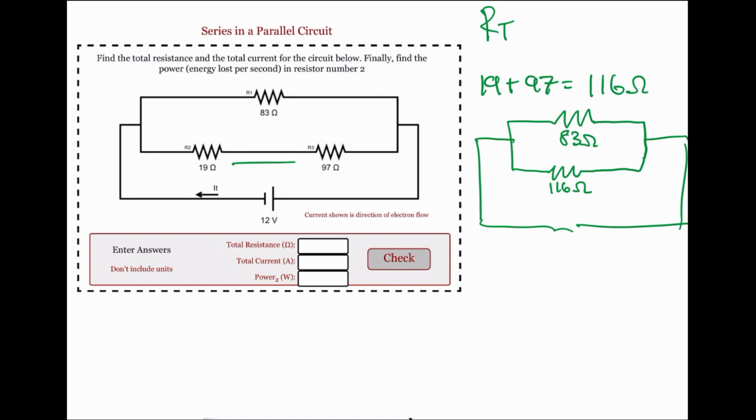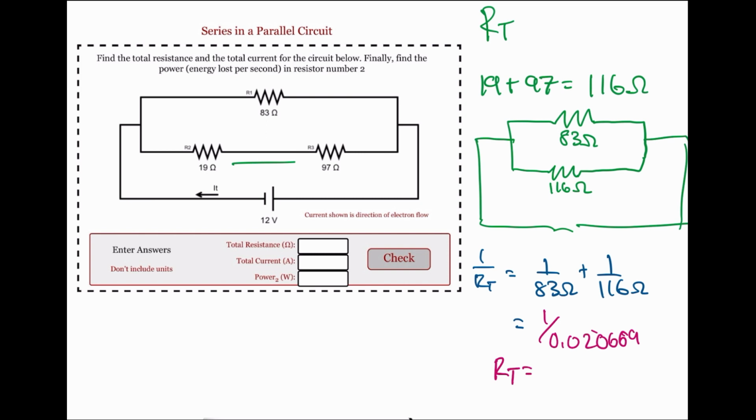So then we know that 1 over RT is equal to 1 over 83 ohms plus 1 over 116. If we just do 1 divided by 83 and 1 divided by 116, add those together, and then take whatever number you get and do 1 divided by that number, that will be your total resistance. RT equals 48.3819.